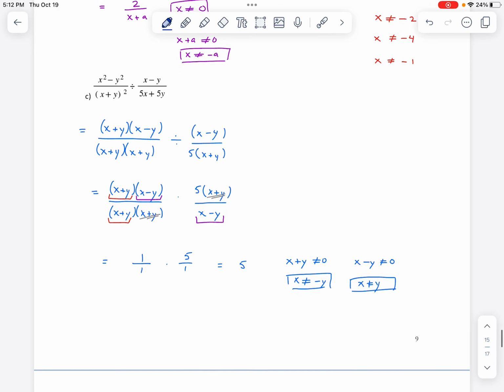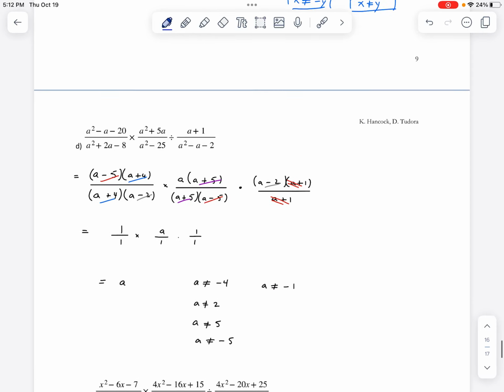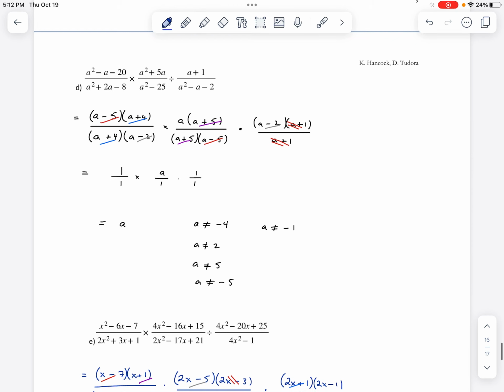Here's my solution to C. You can pause that if you like and try it on your own. Make sure your answer matches. And again, factor everything. Flip that second fraction. So I flipped it and factored it in one step. Factor everything, cancel the common factors, and get your answer. Your answer is A. Pause that if you want to have a closer look.